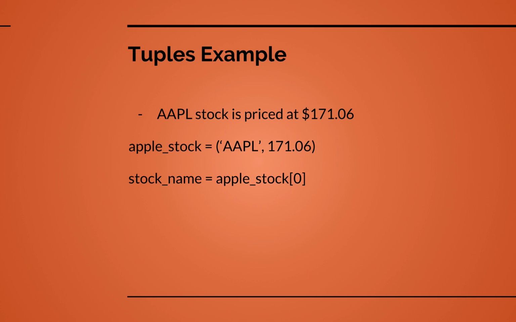So here's a really quick example, and actually we're going to look at a very, very similar example once we turn to the code. Here we have an Apple stock and it's priced at $171.06. So a tuple might look something like this. We'll call it Apple stock. In the brackets we'll have the stock name Apple, and we'll have the price $171.06.